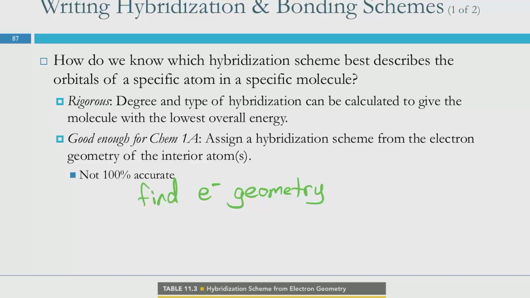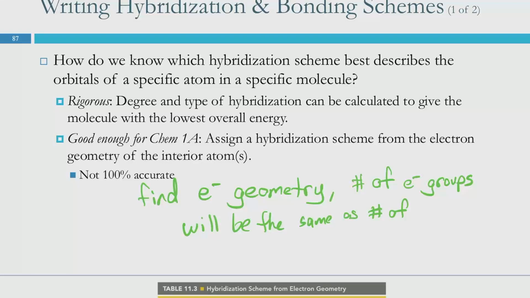So we find the electron geometry from a Lewis structure, and then we ask ourselves, how many different electron groups do we have? How many hybrid orbitals would we need to get that shape? So find the electron geometry, the number of electron groups will be the same as the number of hybrid orbitals.